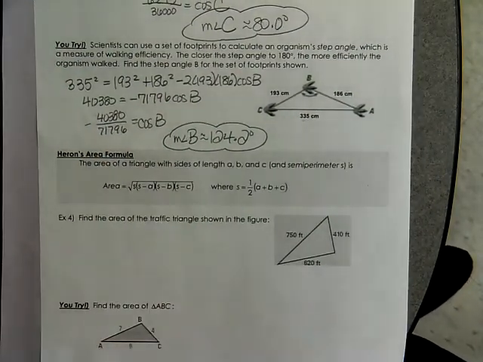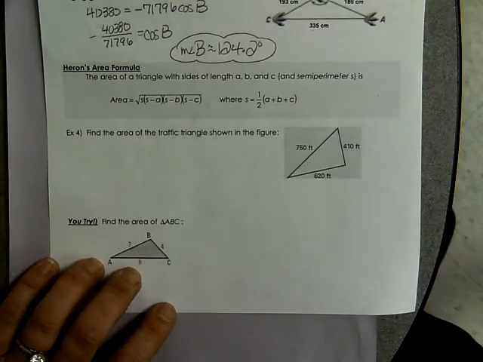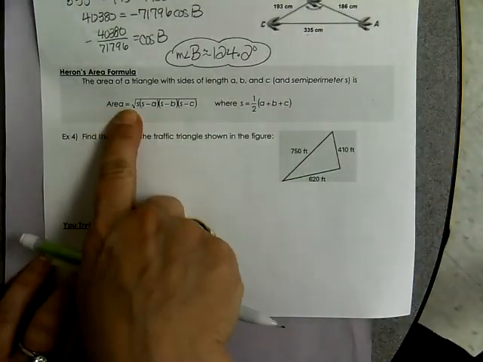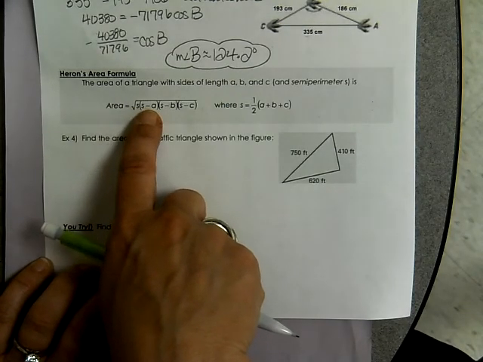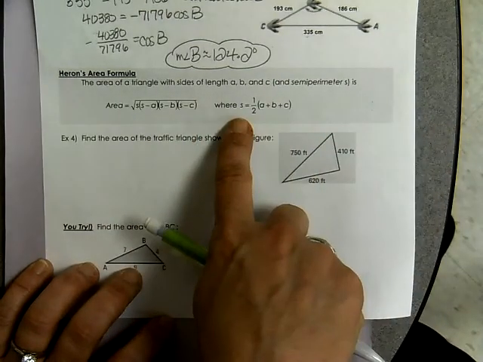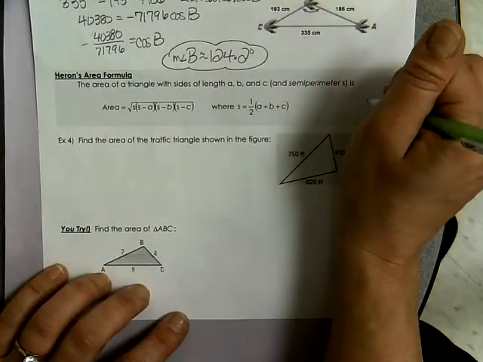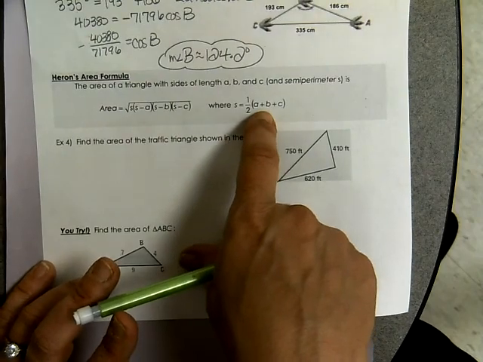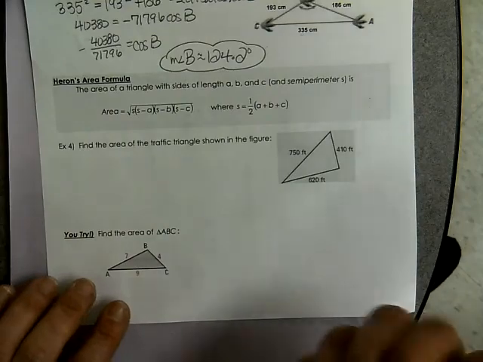Okay? So the last thing we're going to look at is Heron's area formula. The area of a triangle with sides of length A, B, and C and semi-perimeter S is as follows. The area is the square root of the product of S times S minus A times S minus B times S minus C, where S is the semi-perimeter. Semi is half, right? A semicircle is half a circle. Semi-perimeter is half the perimeter. So to find the perimeter, you add the sides up. So semi-perimeter, you add the sides up and divide by 2, or multiply by half, same thing, okay?